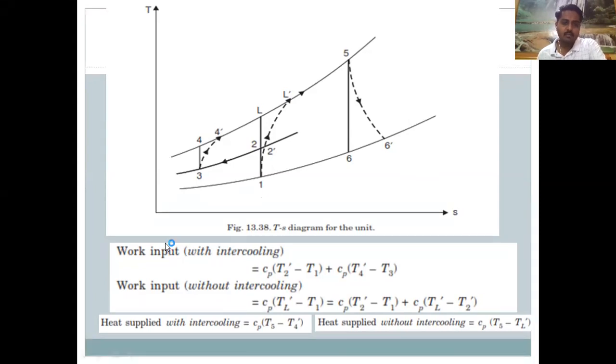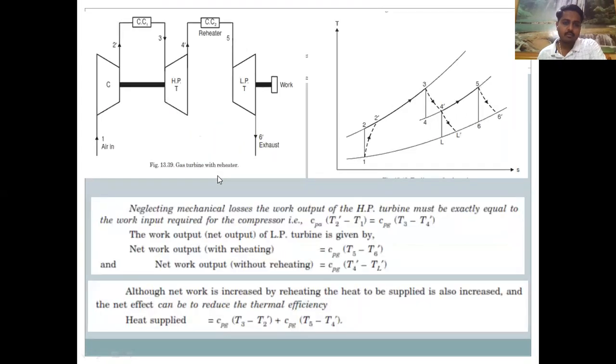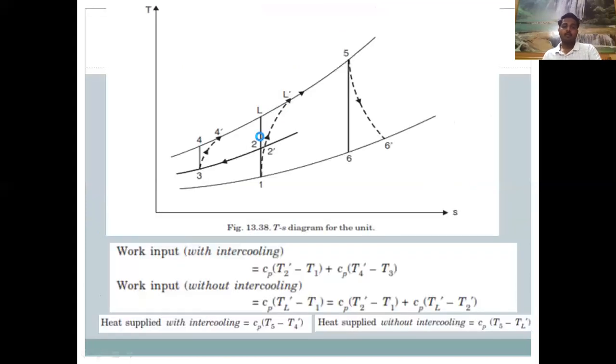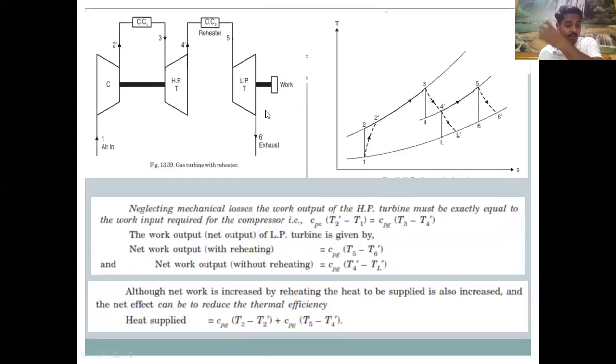Now next term. Okay. All of you note down this intercooler process. All of you please note down. Okay. We are moving towards the reheater.